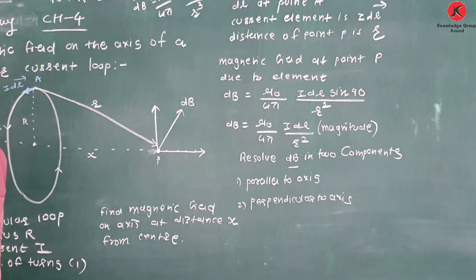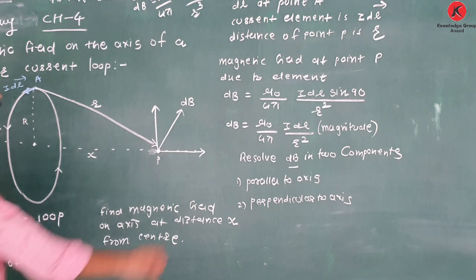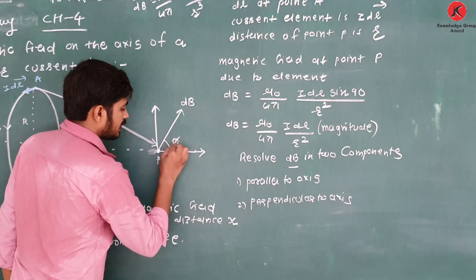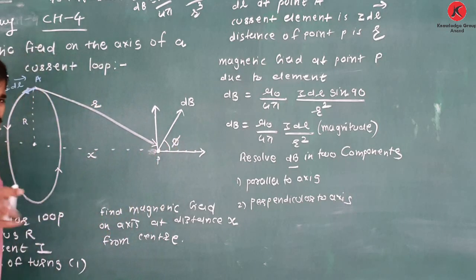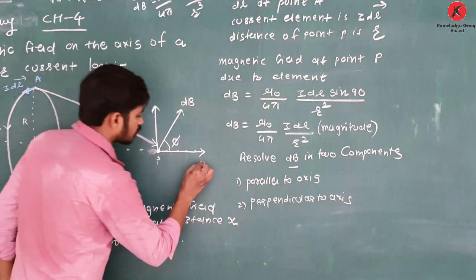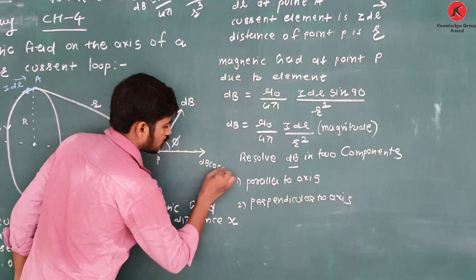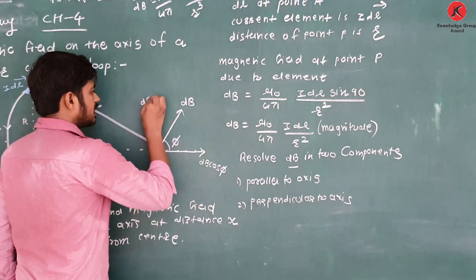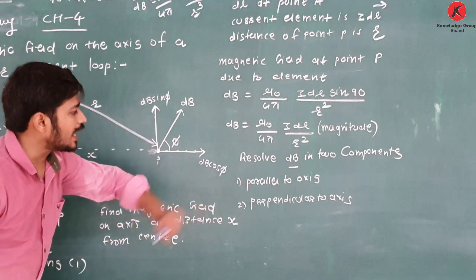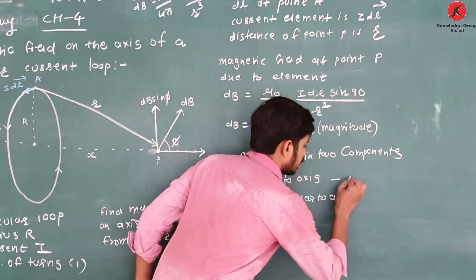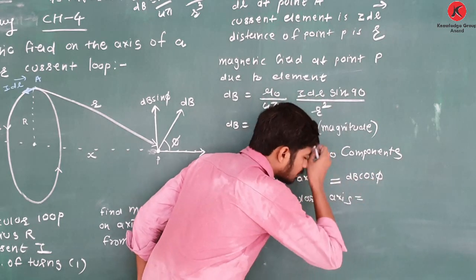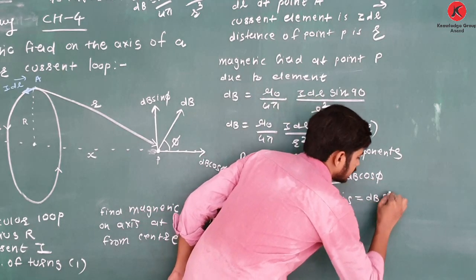Now to find the components, yes, we need an angle. So I am assuming this angle is phi, or you can also say theta. If this angle is phi, then obviously this component becomes dB cos phi and this component becomes dB sin phi. Clear about this? So the parallel to axis component is dB cos phi, and the perpendicular component is dB sin phi.